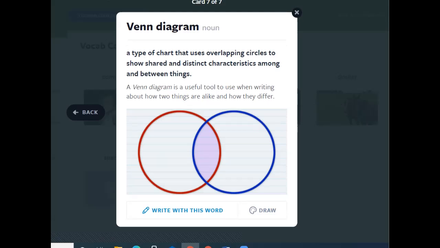Our last vocabulary word is Venn diagram. Its part of speech is it's a noun, and its definition, it means a type of chart that uses overlapping circles to show shared and distinct characteristics among and between things. Again, the vocabulary word is Venn diagram. Its part of speech is noun, and its definition is it's a type of chart that uses overlapping circles to show shared and distinct characteristics among and between things. Pause the video. Write this word in your notebook.